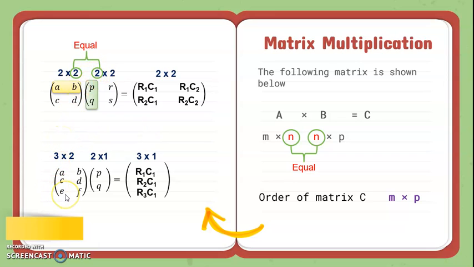Let's see here. We have a 3 by 2 matrix and a 2 by 1 matrix, but the middle number is equal. So the product of the matrix will be a 3 by 1 matrix. Next, you just write down the positions: row 1, column 1, row 2, column 1, and row 3, column 1. To find the value for the first one, row 1 times column 1. For the second number, it will be row 2 times column 1.